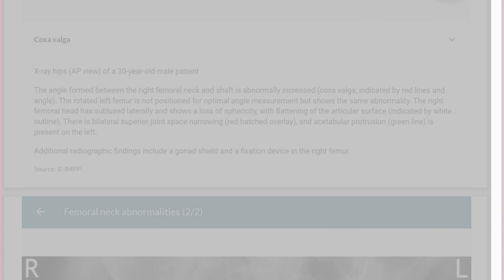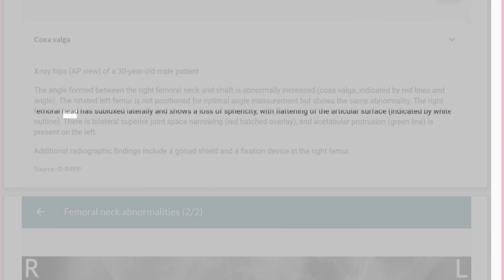Coxa valga. X-ray of the hips, AP view, of a 30-year-old male patient. The angle formed between the right femoral neck and shaft is abnormally increased, coxa valga, indicated by red lines and angle. The rotated left femur is not positioned for optimal angle measurement but shows the same abnormality.